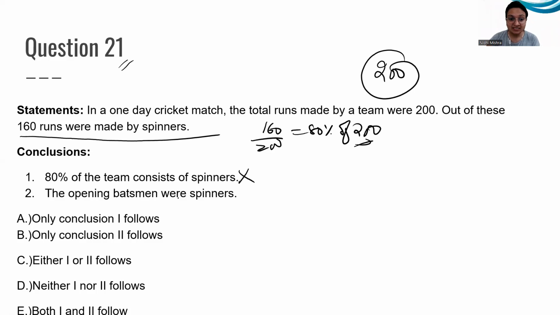The opening batsmen were spinners. There is no mention about this in the question. So this is not correct. See, we have to find out the conclusions based on the statement only. So neither follows. Correct? This is very important. You have to answer the conclusion based on the above statement only. Very, very important. Okay?